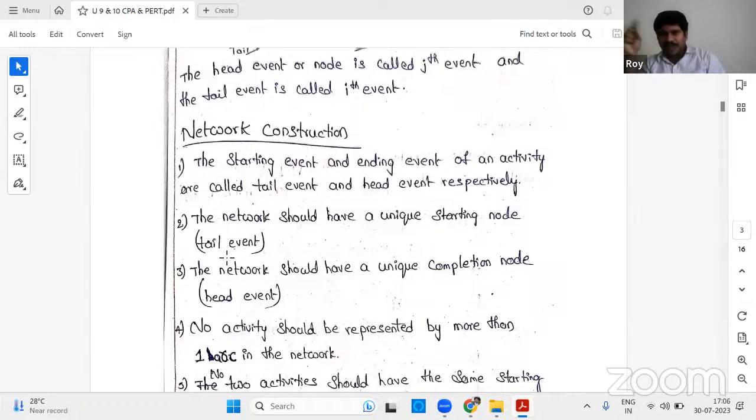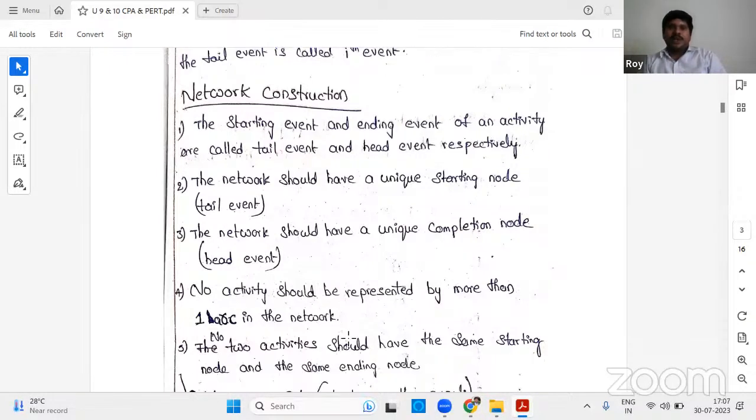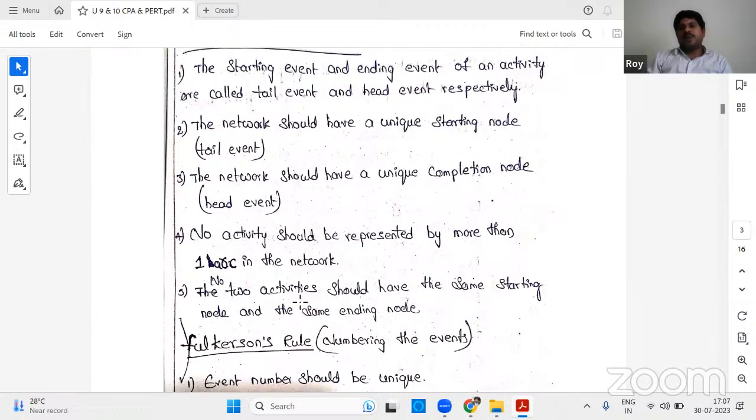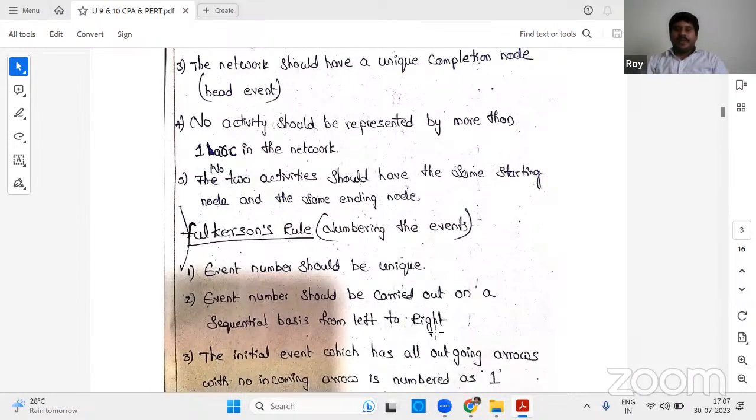I to J, one event. I is the tail, and that should have a unique completion node, that is the jth event. No activity should be represented by more than one arc in a network. When I am representing this, only one arc I need to use. Two activities should not have the same starting node and same ending node. This is important. I can start from the same node, but I cannot end on the same node. Same ending node should not be there.